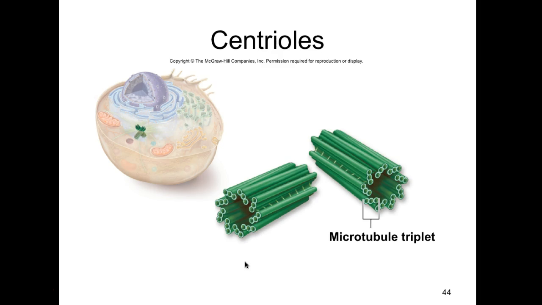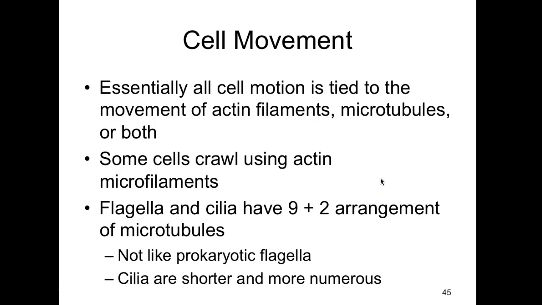So there you can see the microtubule triplet. So you get microtubules in forms of 3, and ultimately altogether you have 9 triplets. So it's 1, 2, 3, 4, 5, 6, 7, 8, and then 9. So you get that 9 triplet complex there.